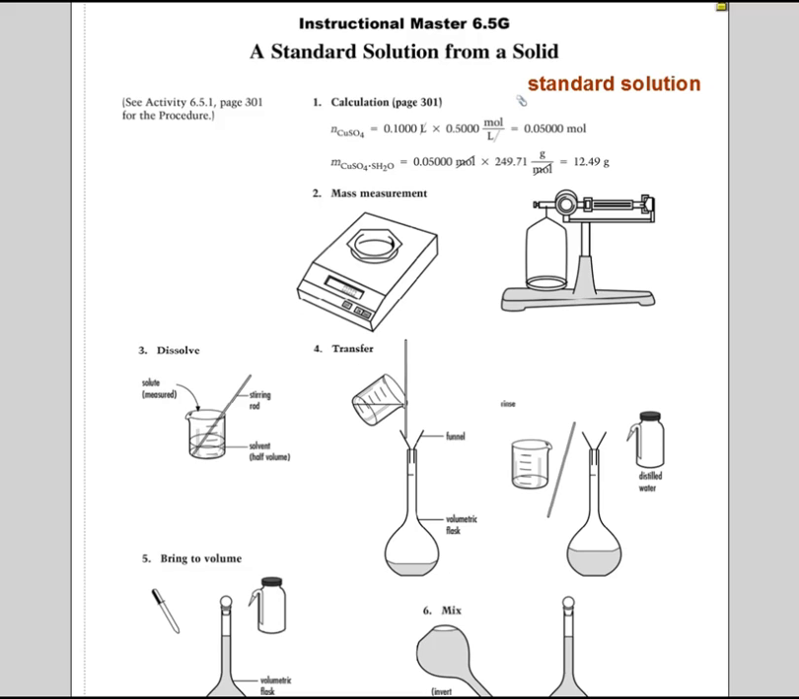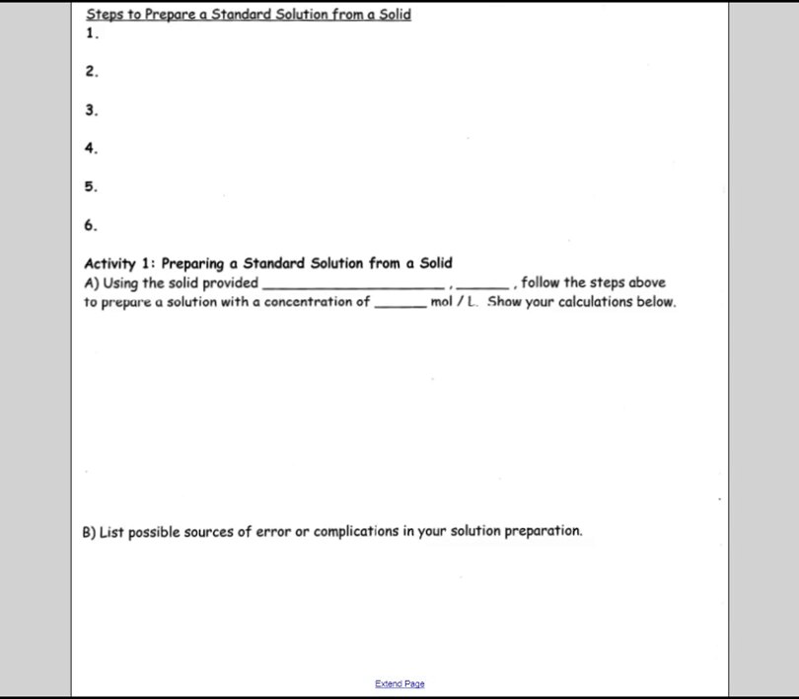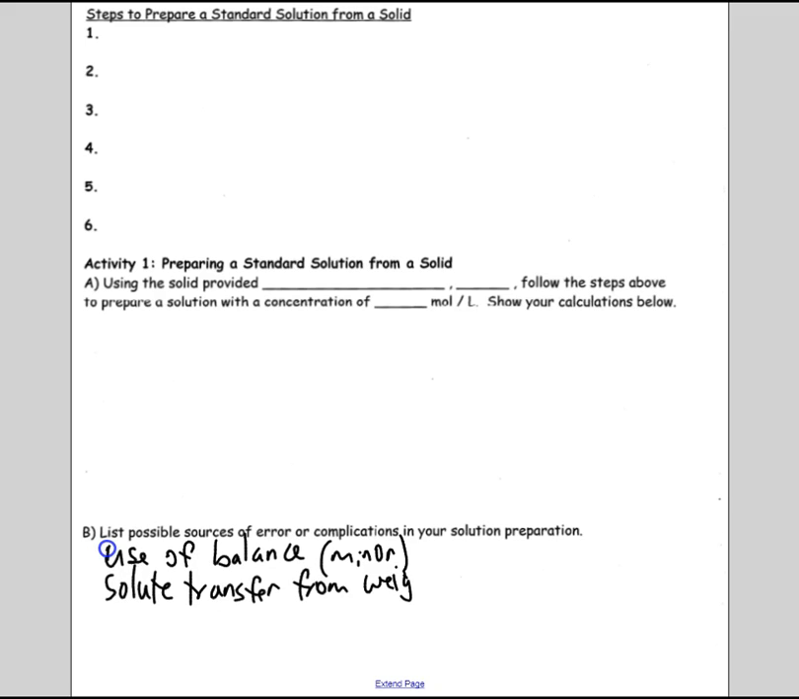Mass measurement, there could be a source of error with the use of the balance. What I would say, probably your largest sources of error would be, use of the balance as a minor source of error, but probably the solute transfer from the weighing boat. That one would involve a little bit of potential loss of your chemical.